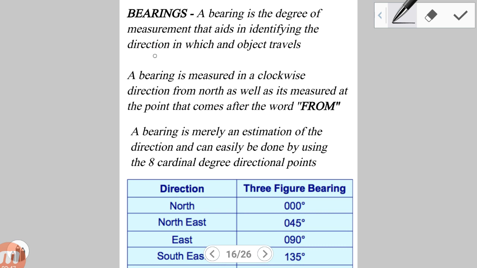Now, one very important concept as it relates to bearing is that a bearing is measured in a clockwise direction, and we usually measure our bearing from north, and it's measured from the point that comes after the keyword from. Right, so whatever point comes after the word from in a given particular question, then usually that's where we measure our bearing from.